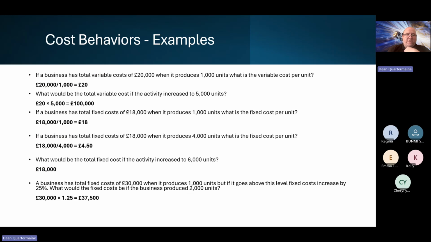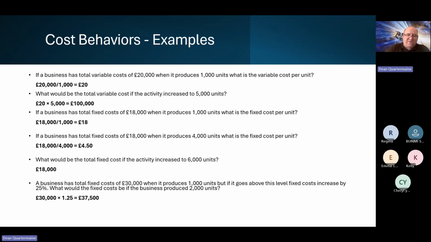So let's look at a quick example, or some examples. I pulled these out of a textbook this morning, but these demonstrate each of the different types of cost behaviours. We'll just work through them top down, just to make sure everyone understands what we're talking about when we're talking about cost behaviours.